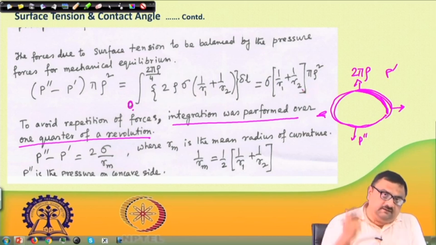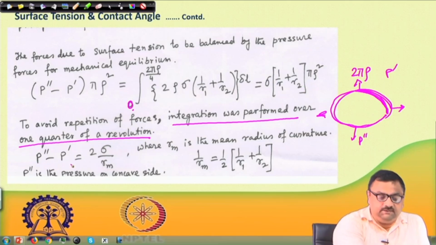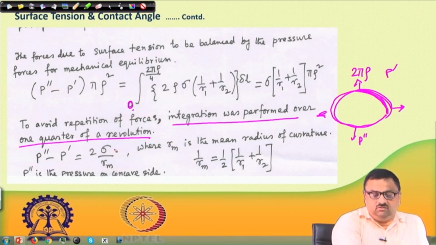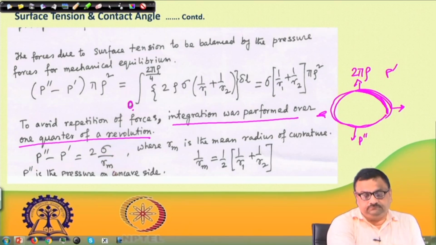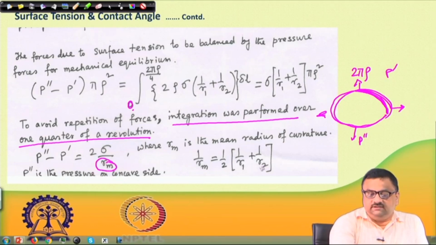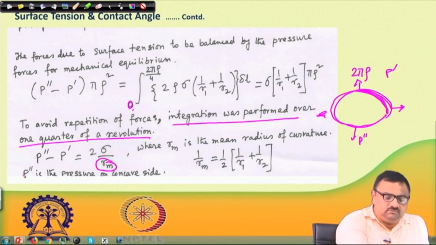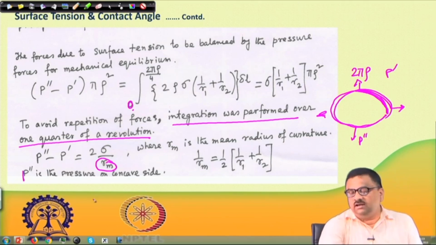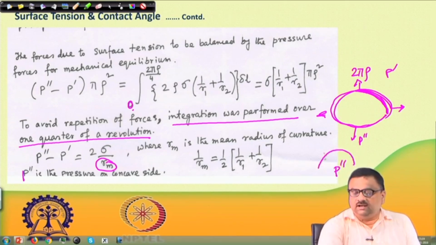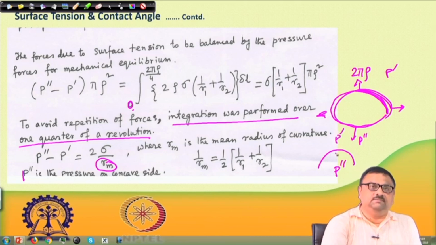So, one can write P double prime minus P prime equal to 2 sigma divided by Rm. Rm is the new term we are coining here. Rm is the mean radius of curvature, where 1 by Rm is half of (1 by r1 plus 1 by r2). P double prime is the pressure on the concave side, and the other side is P prime. So, that is the pressure difference.